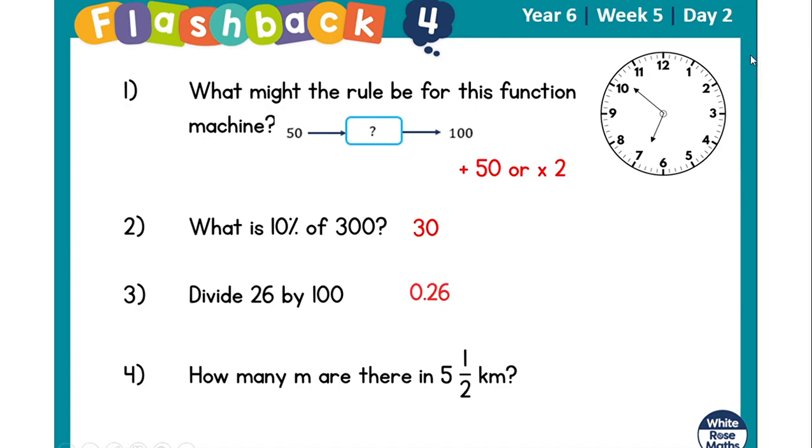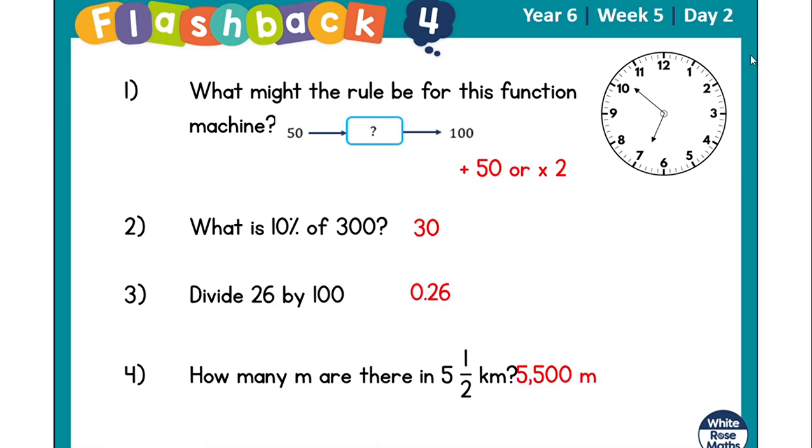Number 4. How many metres are there in 5.5 kilometres? Well, I know that kilo means 1,000, and I know that there are 1,000 metres in a kilometre. So in 5.5 kilometres, there's going to be 5,500 metres. Okay, well done if you got all of those right.